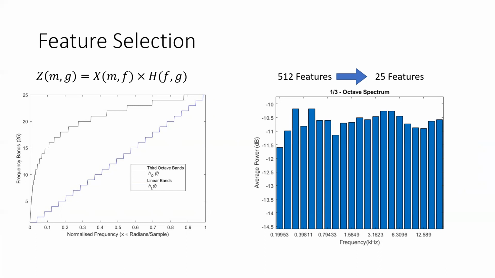The linear bands consist of 25 equidistantly spaced bands applied to 512 spectral features. The nonlinear approach uses a 1/3 octave band filter. This filter places a higher emphasis on the lower end of the frequency spectrum by having more frequent bands on the smaller frequencies. These bands then increase towards the Nyquist frequency.